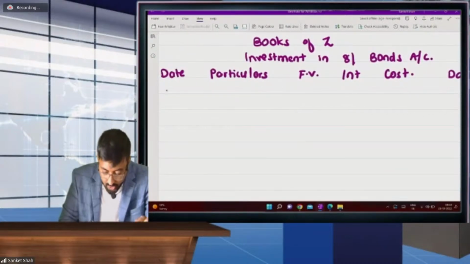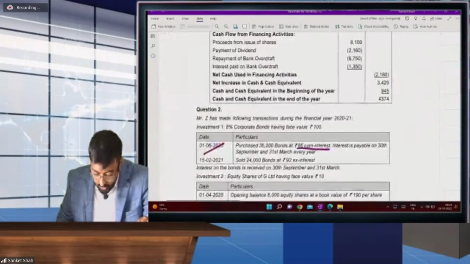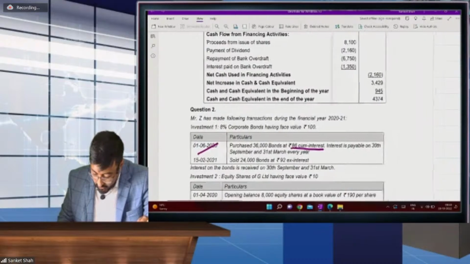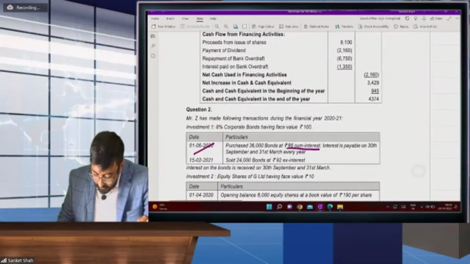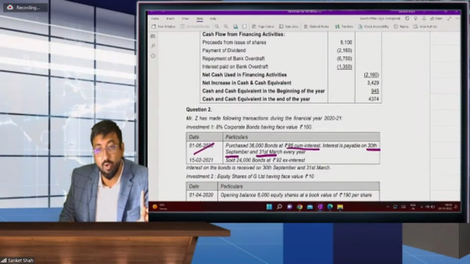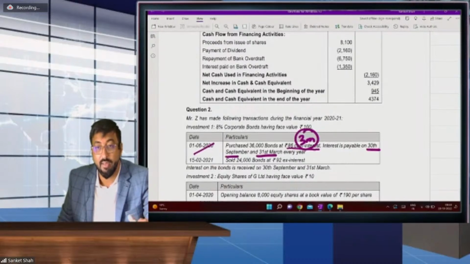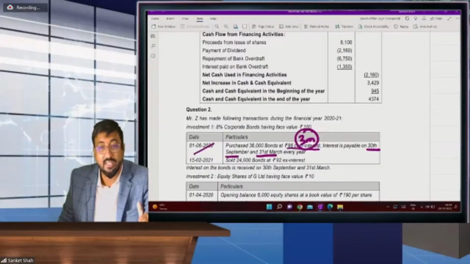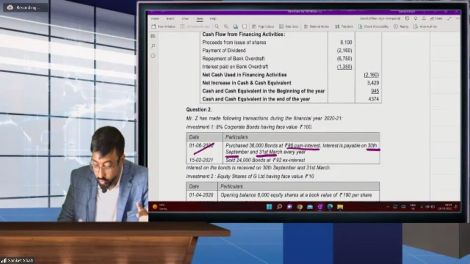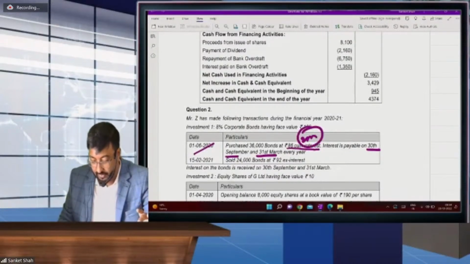Yes beta Raj. 1st June 2020. So 30th September and 31st March. So last interest is paid on 31st of March. So 3 months of interest you have to pay to previous party. How many months of interest will you pay to the previous party? 3 months. How 3 months? Because last interest is paid on 31st March. Last year's interest was paid on 31st March. April, oh sorry, not 3 months, 2 months. Yes.